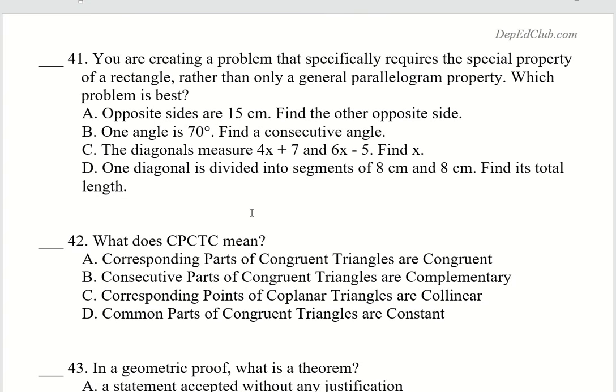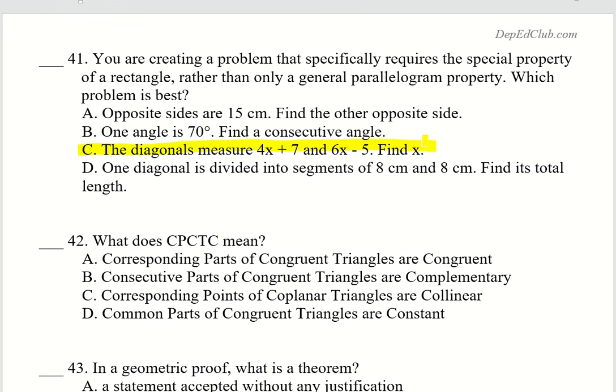41. You are creating a problem that specifically requires the special property of a rectangle rather than only a general parallelogram property. Which problem is best? Okay, they're referring to special properties po. Again, kapag special property, it depends on the diagonal. So your answer should be either C or D. Mas appropriate po si C. The diagonals measure 4x plus 7 and 6x minus 5. Find x.